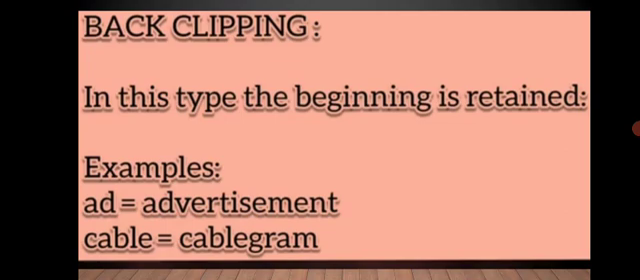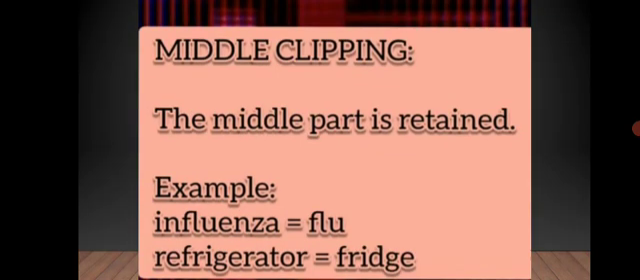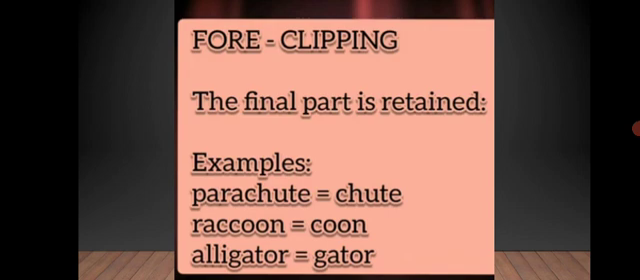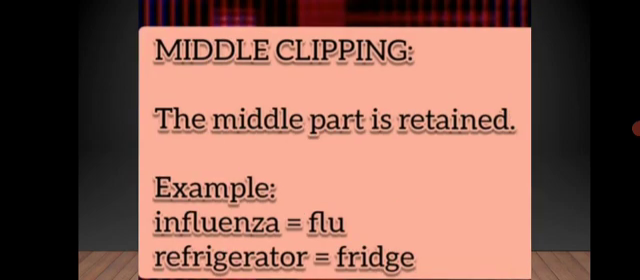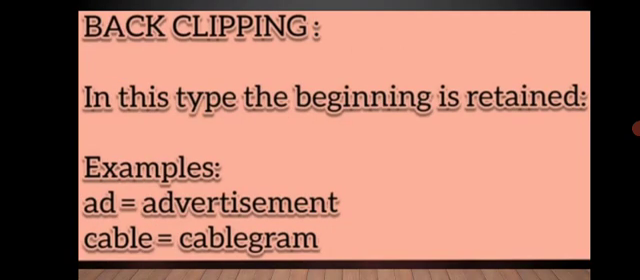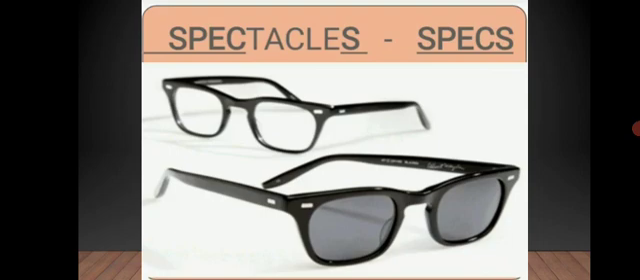Okay? So now let's see the examples. Advertisement, ad. Cablegram, cable. Okay, how many types of clippings are there? Three types. What are they? Fore clipping, that is, in fore clipping we cut the first part. Fore means the first half. And in the middle clipping only the middle part is retained, and in the back clipping the beginning part is retained.